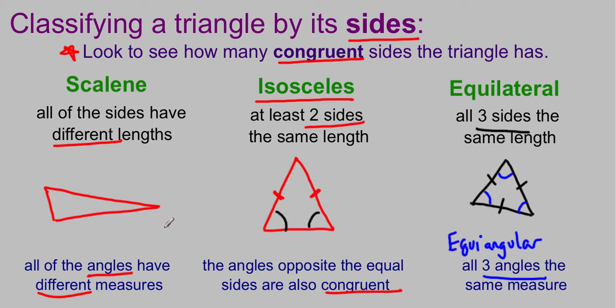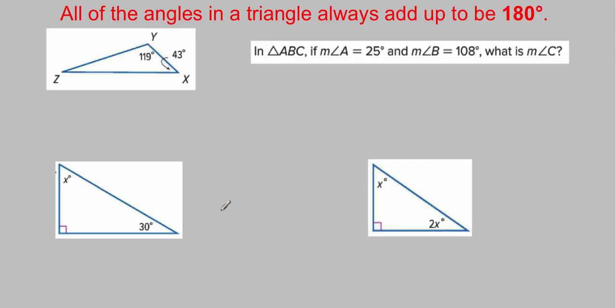So we've talked about how to classify a triangle by its angles: an acute, a right, and an obtuse triangle. Then classifying it by its sides: a scalene, an isosceles, or an equilateral. No sides the same, 2 sides the same, or all 3 sides are the same. Last little bit of a triangle.